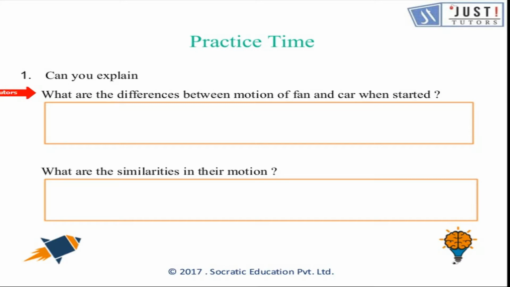So the first question is, what are the differences between motion of a fan and a car when started? So take into account the blades of a fan. Now we all know that the blades move in a circular motion, and the car can exhibit any kind of motion. It can be periodic, rectilinear or circular. It can move in a straight line or on a circular path and also tread along a zigzag path. Now the second one is about the similarities in the motion of a fan and a car. Now one such similarity would be the blades of a fan perform circular motion and so do the wheels of a car.